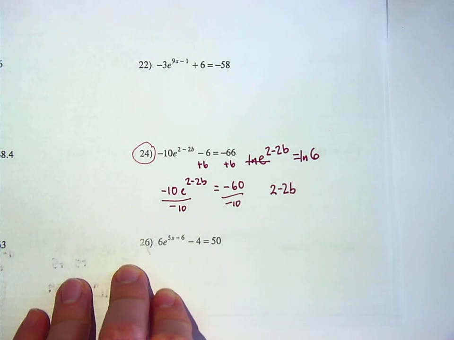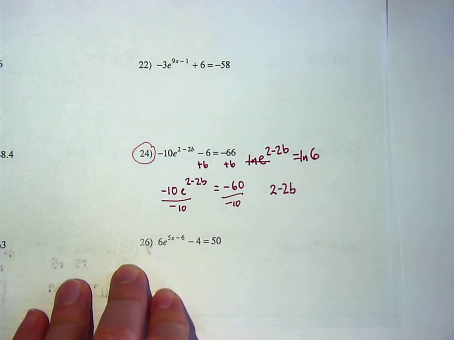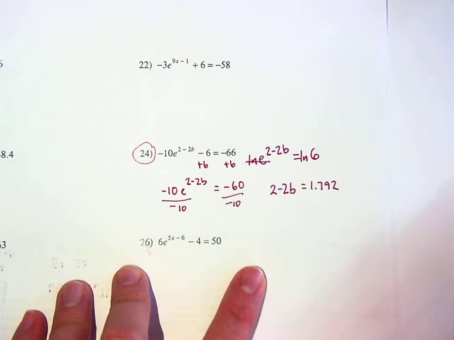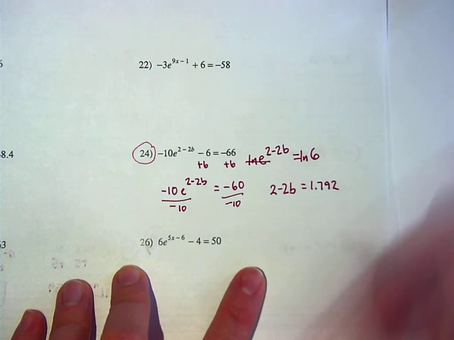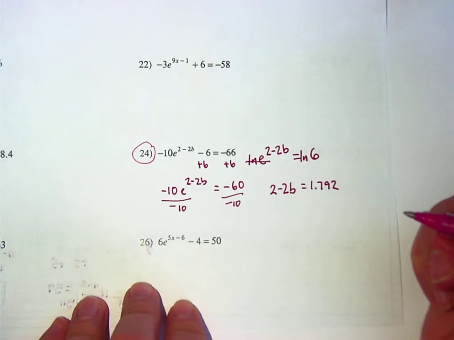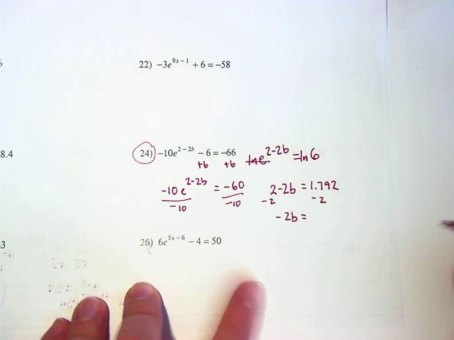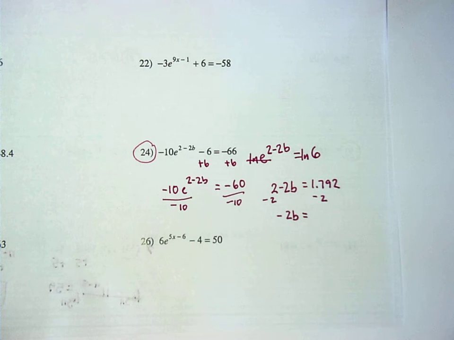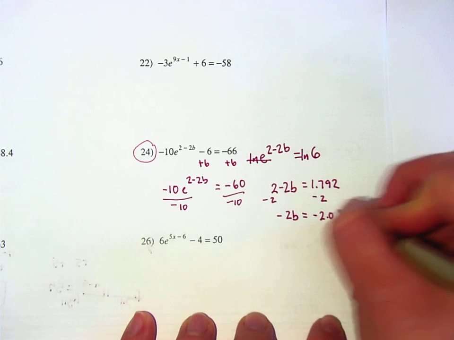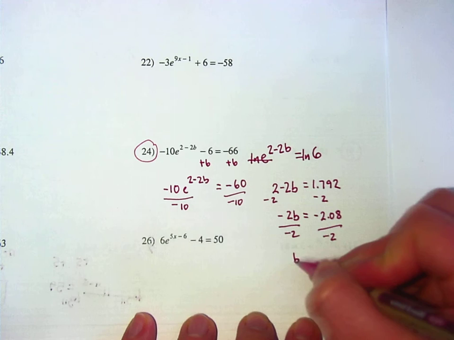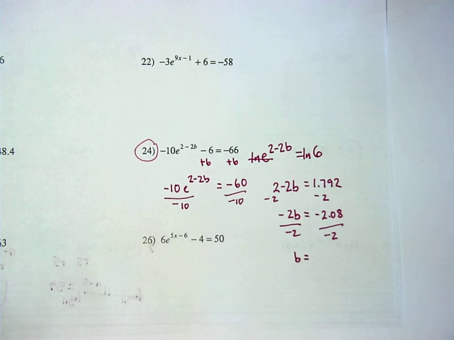Natural log of 6. I got 1.792. Now what? Subtract 2. Remember opposite PEMDAS to solve this stuff. That's negative 2b. 1.792 minus 2 is negative 0.208. And then what? Divide by negative 2. B equals almost 1. 1.04.